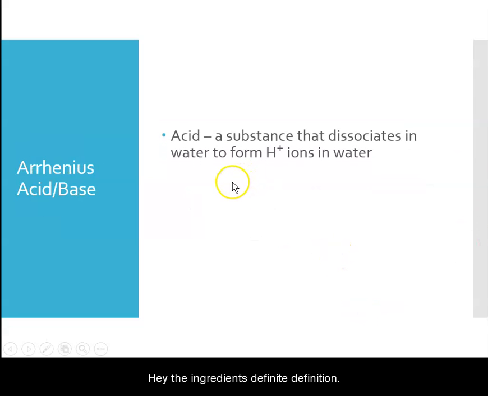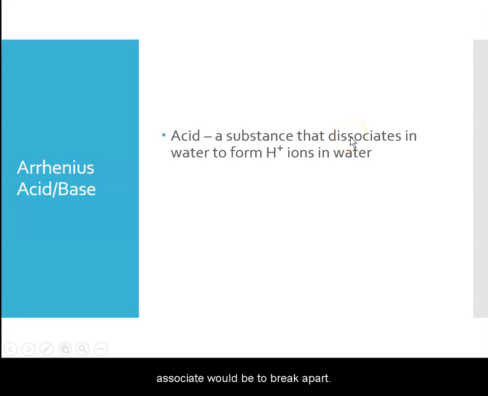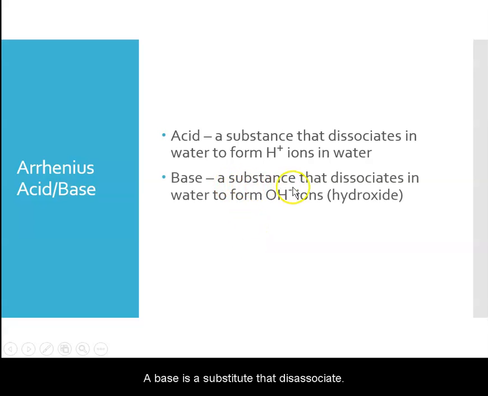Okay, the Arrhenius definition. An acid is a substance that dissociates in water to form hydrogen ions. Well, what the heck does dissociation mean, or dissociate? Dis meaning opposite. The opposite of associate would be to break apart. Okay? A base is a substance that dissociates to form hydroxide ions, or OH ions. Once again, dissociate, it breaks apart.